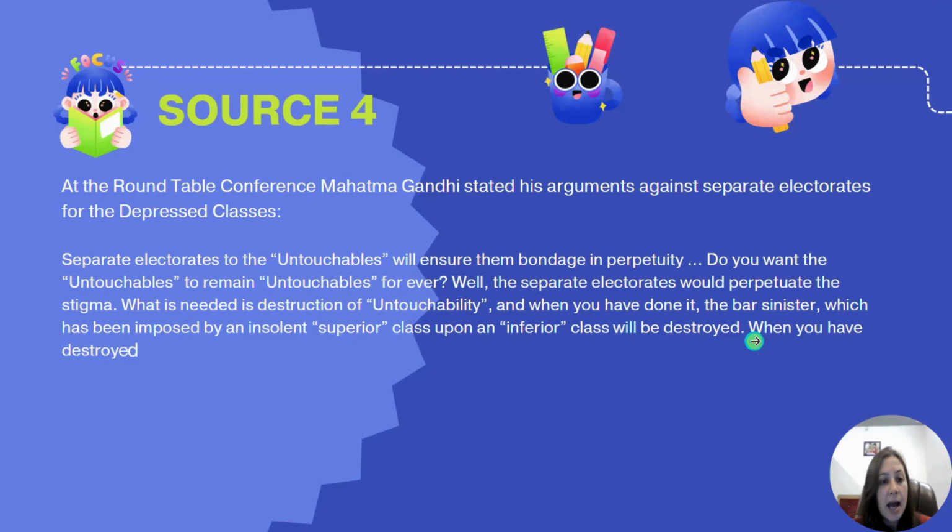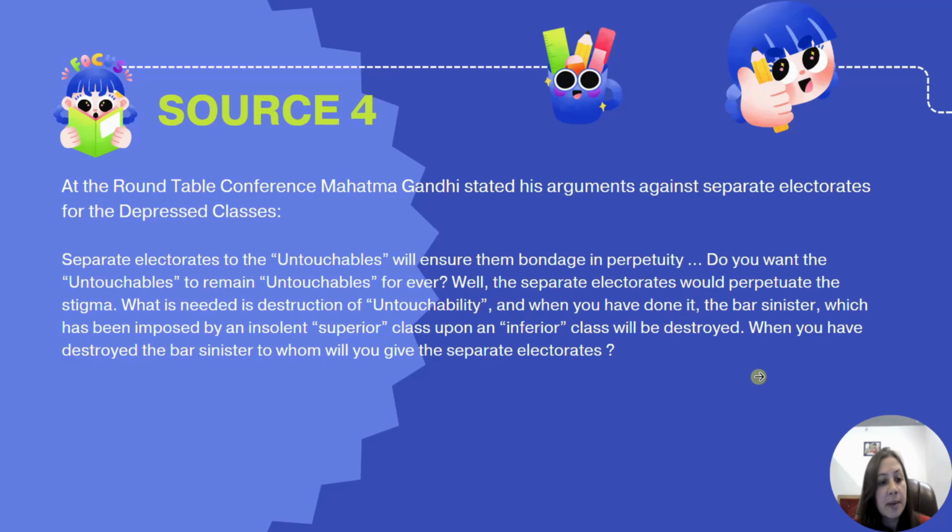Next source, at Roundtable Conference. This was the second Roundtable Conference. There were three Roundtable conferences held in the years 1930, 31 and 32. Gandhiji attended only the second Roundtable Conference, and B.R. Ambedkar was the one who attended all three. So here during the second roundtable conference, Gandhiji stated his arguments and he was against separate electorates for the depressed classes. And this is basically the continuation of the partition policy which started in the year 1909.